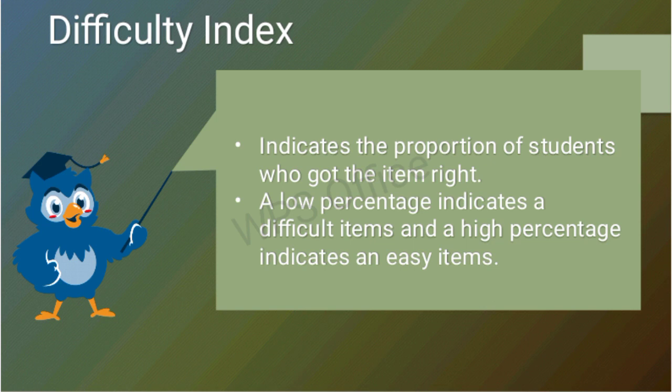Difficulty index indicates the proportion of students who got the item right. A low percentage indicates a difficult item and a high percentage indicates an easy item. So an item is difficult if the majority of students are unable to provide the correct answer. The item is easy if the majority of the students are able to answer correctly. An item can discriminate if the examinees who score high in the test can answer more of the items correctly than examinees who got low scores.